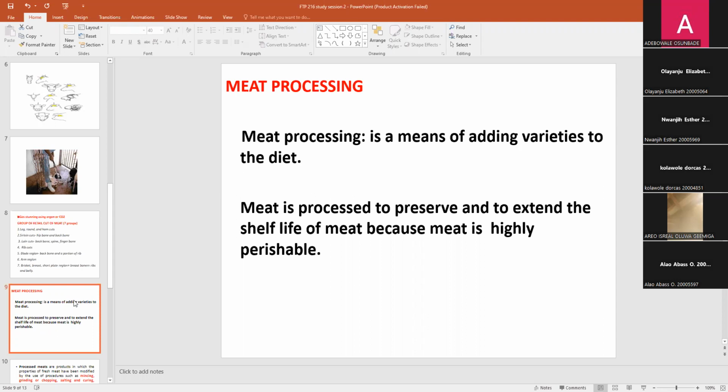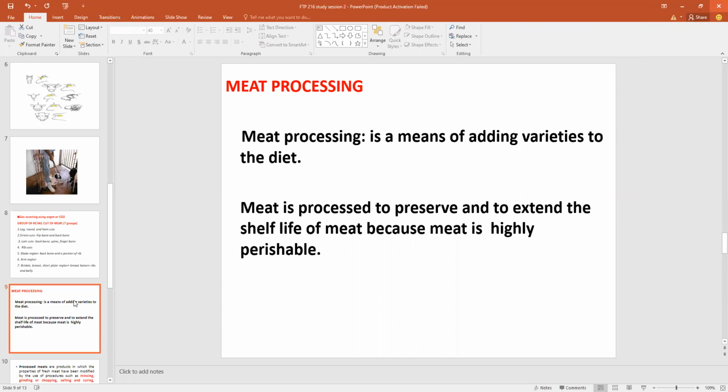So for the sake of better understanding, that's why I try to draft important points out of the study material so that you can understand it easily. So under meat processing, let's look at the simple definition of meat processing. To a layman, processing is a means of adding varieties to the diet. When you process, you are adding a lot of things. It undergoes a lot of value addition, adding varieties to that diet.